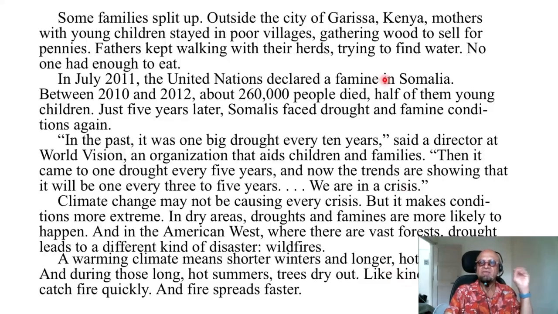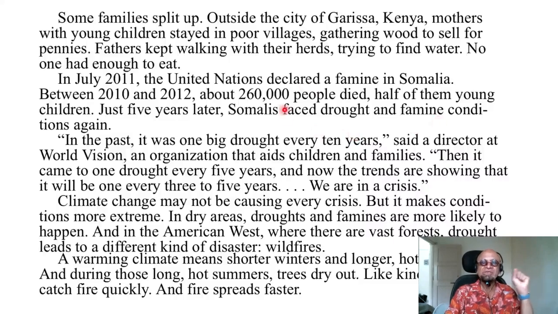Outside the city of Garissa, Kenya, mothers with young children stayed in poor villages gathering wood to sell for pennies. Pennies, depending on where you're from, that is a very small amount of money. Fathers kept walking with their herds trying to find water. They had plans to come back to the family and bring something with them, but no one had enough to eat even as they kept wandering around. In July 2011, the United Nations declared a famine in Somalia. Between 2010 and 2012, about 260,000 people died, half of them young children.